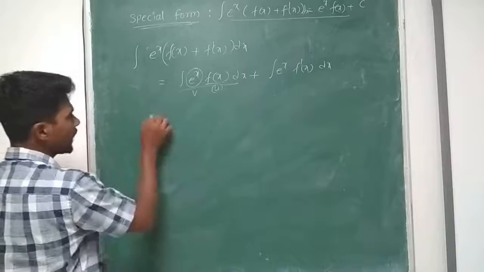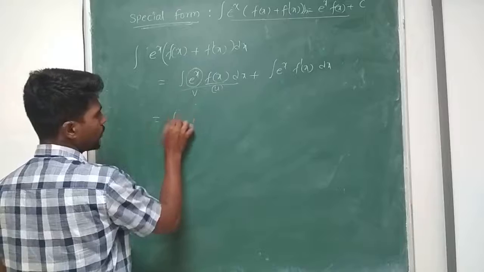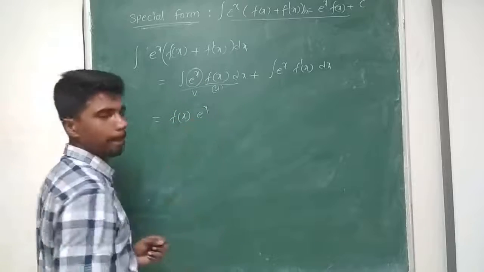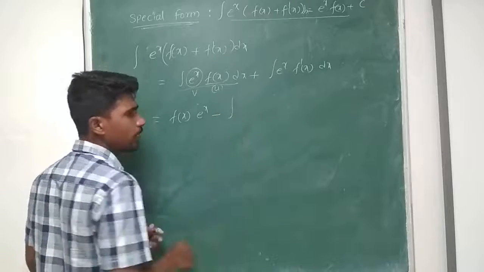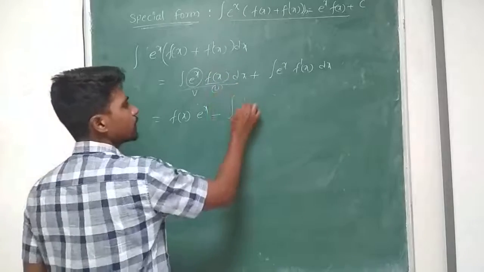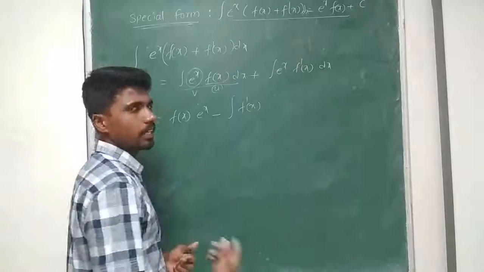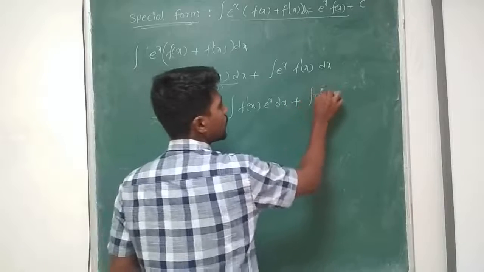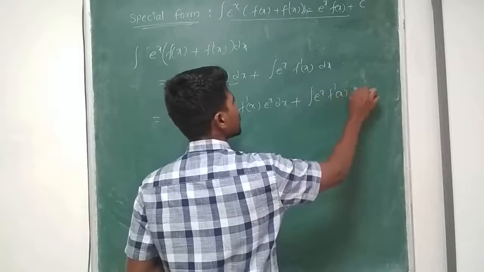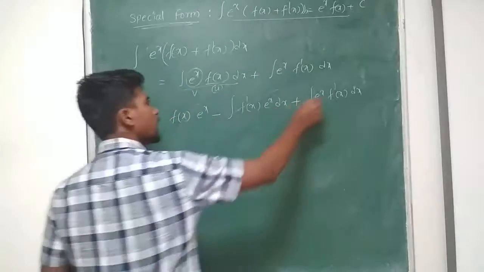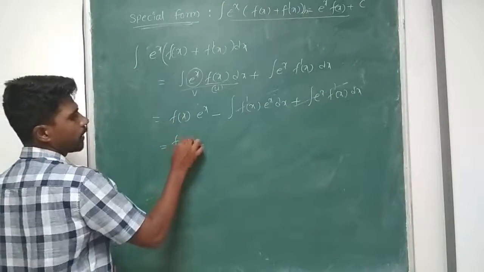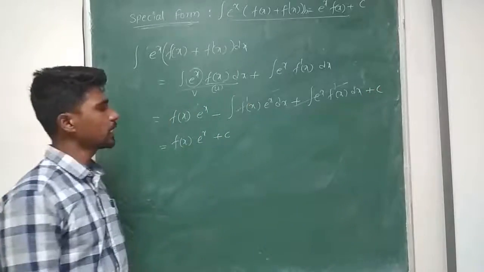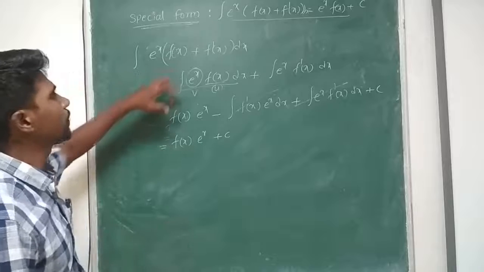So as per the formula, what do we get? u integral v: u is f(x), integral v, integral e^x, is e^x. Minus integral du/dx, the derivative of f(x), which is f'(x), integral v, integral e^x, e^x. Plus integral e^x f'(x) dx. Now these two get cancelled. We get the answer as f(x) e^x plus a constant c. So this is the derivation of the given formula.